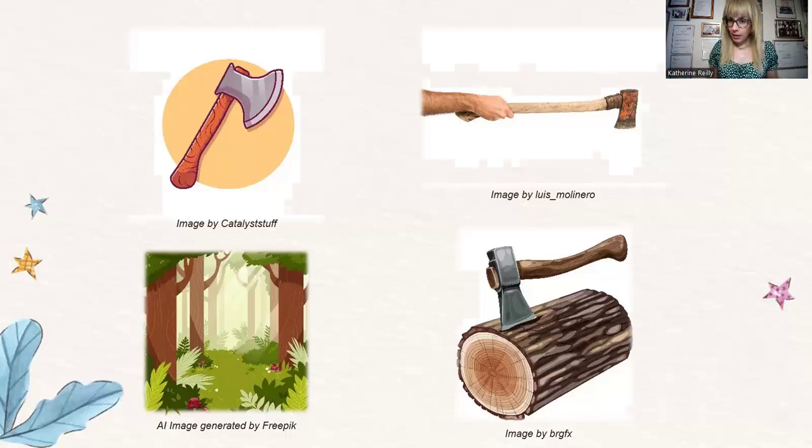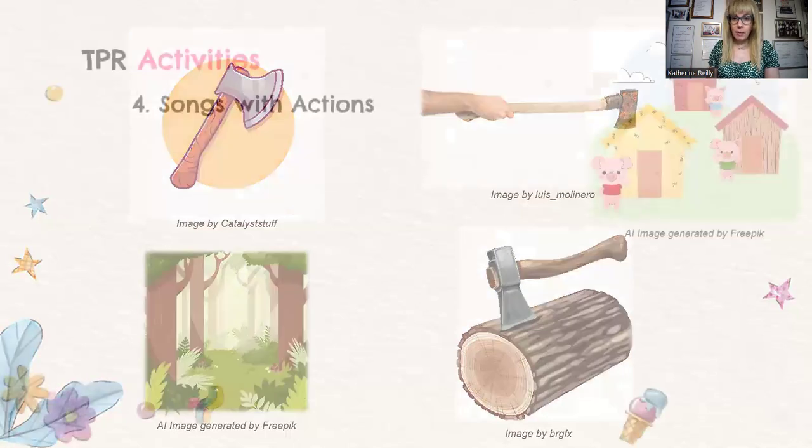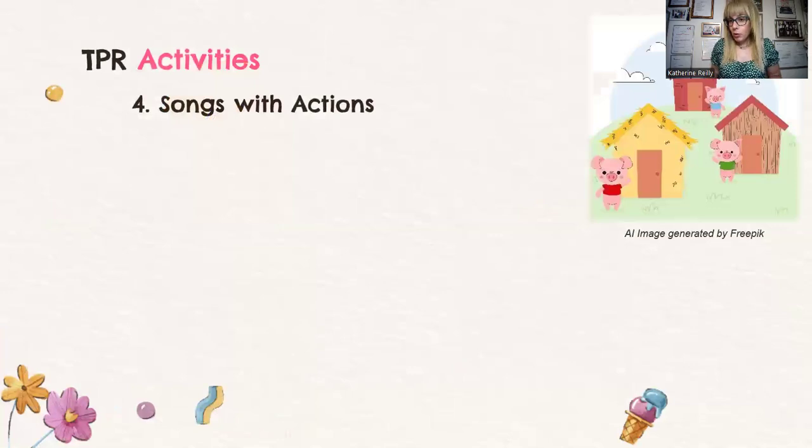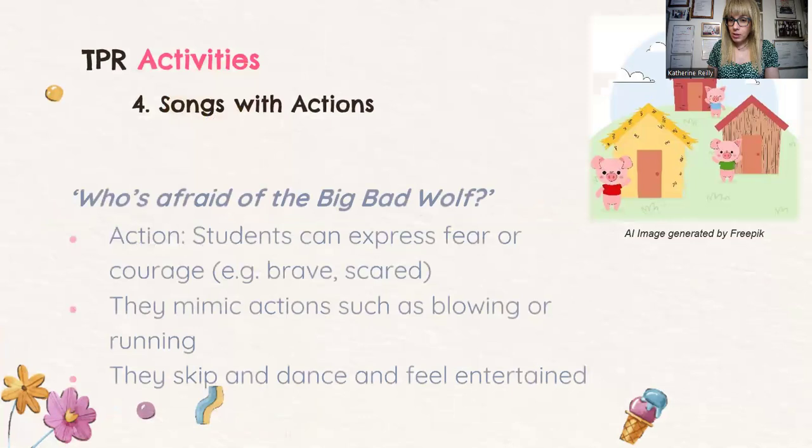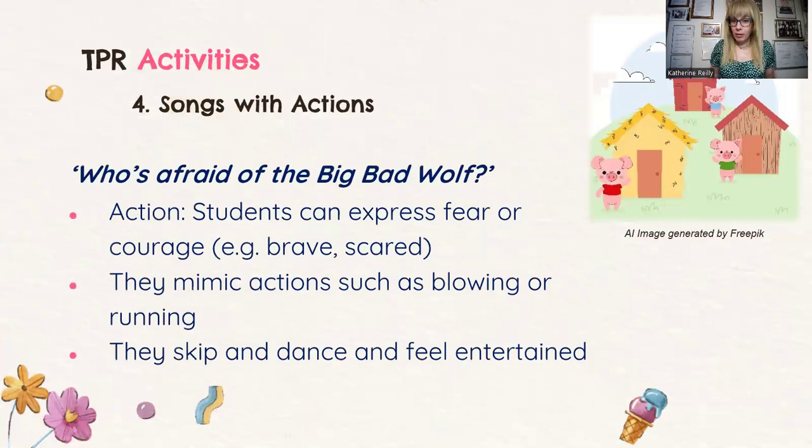So it helps a lot to associate physical movements with words and intrigue their minds. Now, since we're doing the Three Little Pigs, we should definitely use a song with actions. Who's afraid of the big bad wolf? I find it amusing because a lot of the time, my students might sing this song and they don't even know what the words mean, but they start getting some hints.